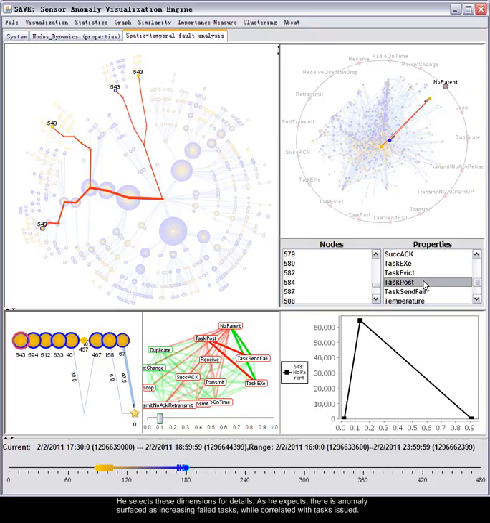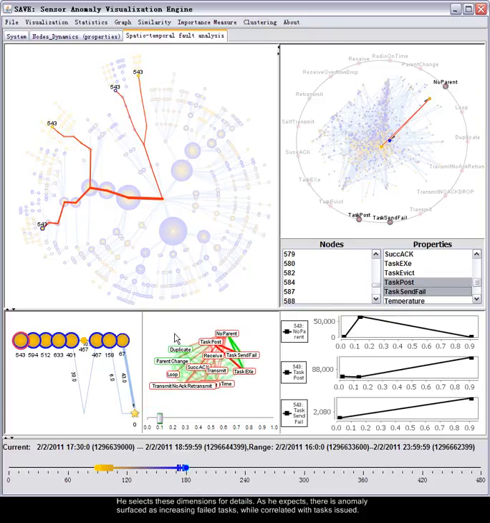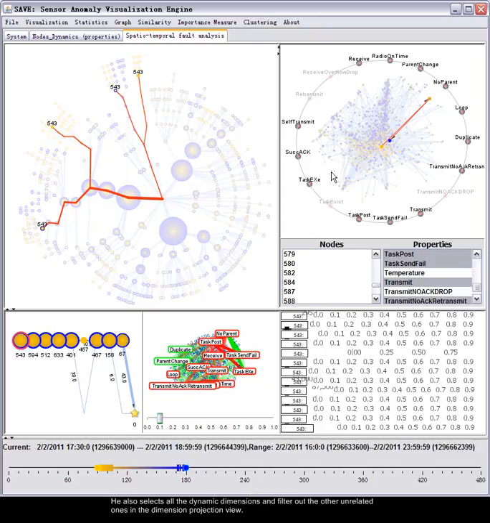He selects these dimensions for details, as he expects there's an anomaly surfaced as increasing failed tasks, while correlated with tasks issued. He also selects other dynamic dimensions and filters out the other unrelated ones in the dimension projection view.